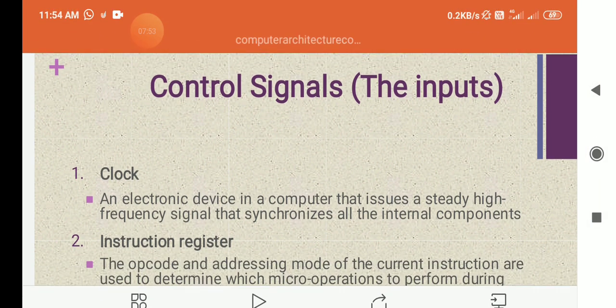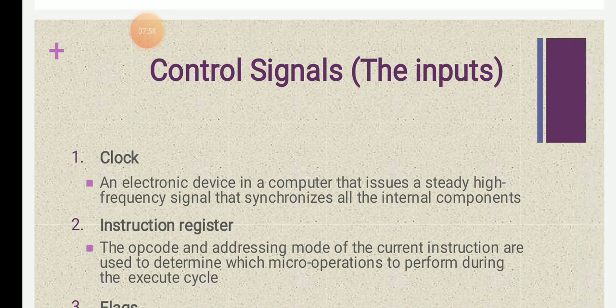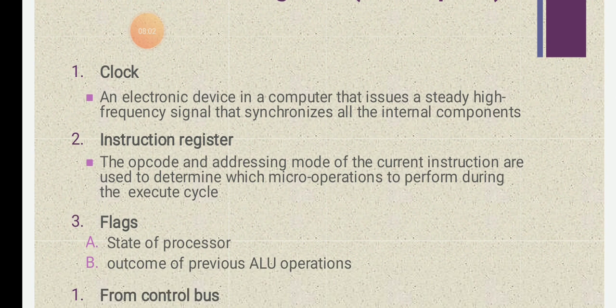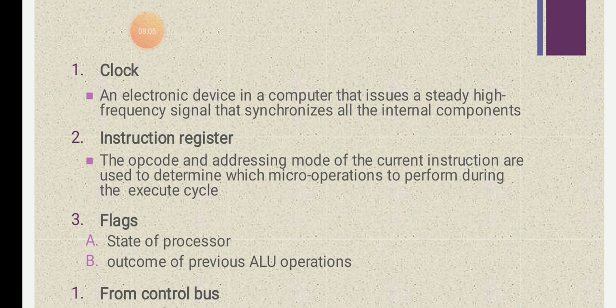What is the control signal? First of all, the inputs used for the control signal are the clock, instruction register and flags. So what is the clock? It is an electronic device in a computer that issues a steady high frequency signal that synchronizes all the internal components.